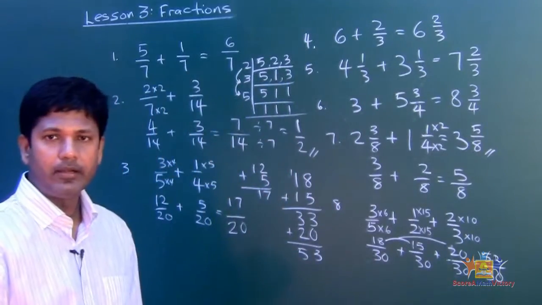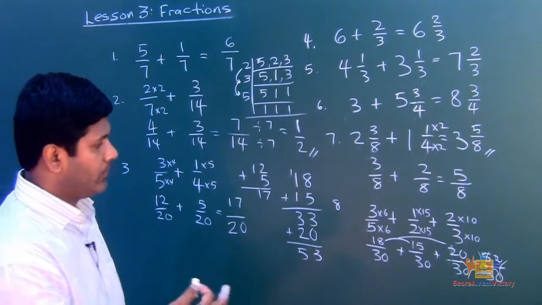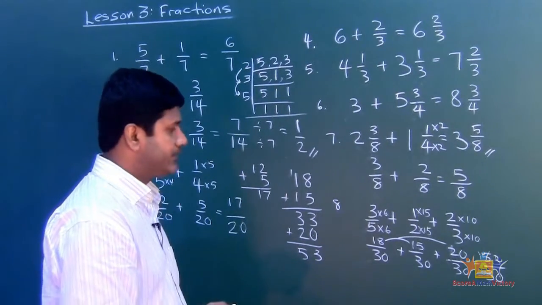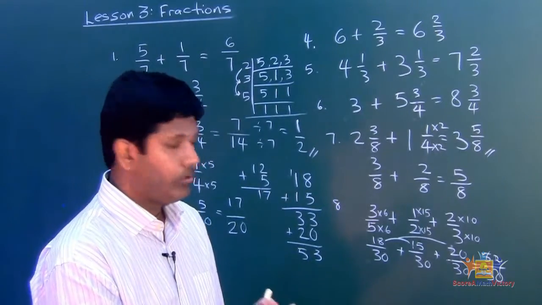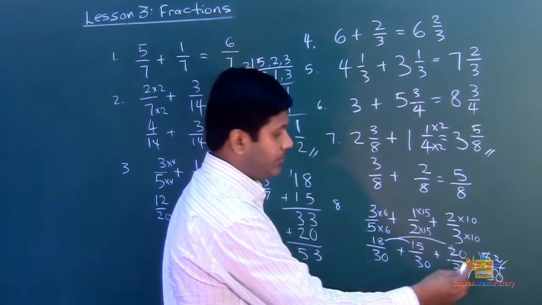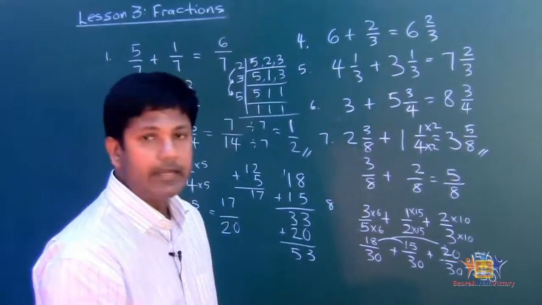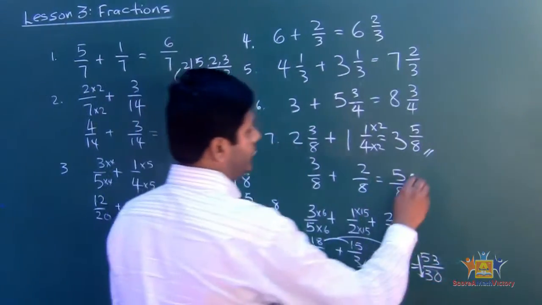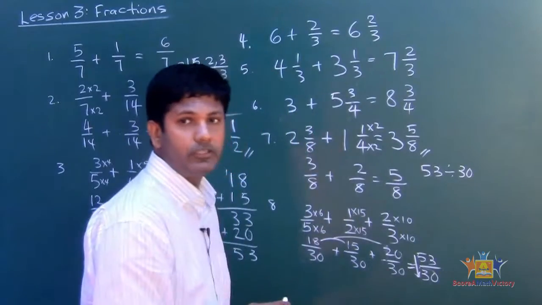Alright, am I done? No. Why? It's an improper fraction. I have to express that in the form of a mixed number. Okay, 53 over 30, the numerator is greater than the denominator. That means we're going to use the arrow down method. So it's 53 divided by 30. So what method are we going to use?